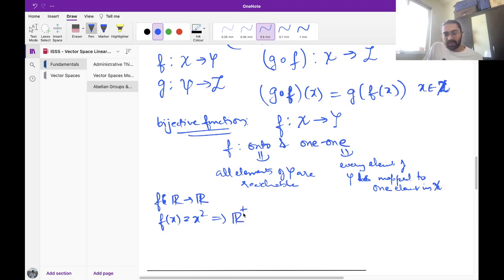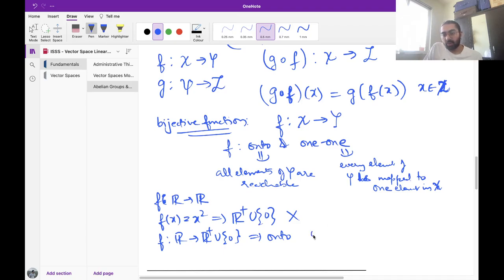Let's say I'll call it R plus. Actually, it's R plus union 0, whatever. So what happens is, I'm not able to cover all the elements of this Y, which is in this case the real number line. So this is basically not a bijective function. If I choose, let's say, R to R plus union 0, then it is onto for sure, right? Because I can always get some number whose square gives this element in R plus union 0, right?